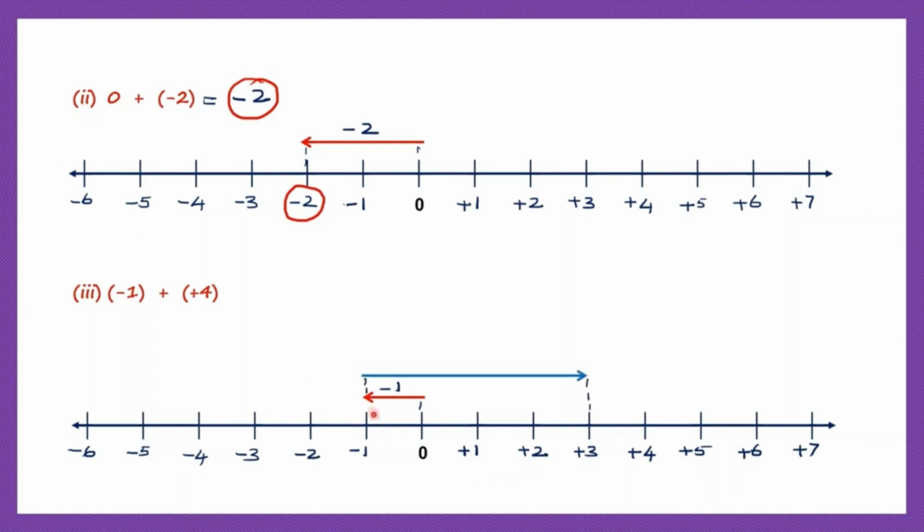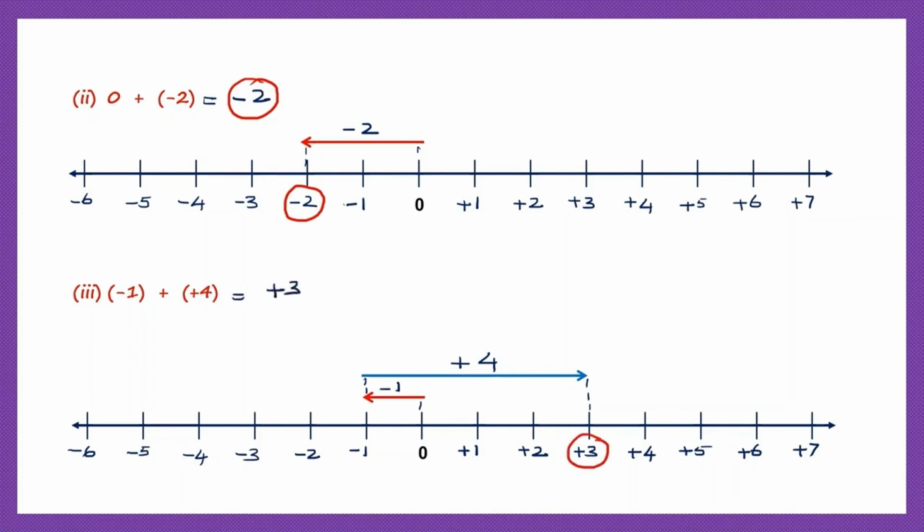So we started from minus 1, we moved 4 places to the right and we reached plus 3. So this is our answer. We moved 4 places to the right and we've got plus 3. So let's write our answer here, plus 3.